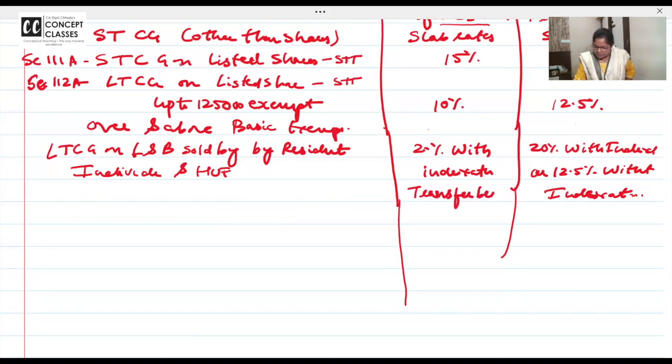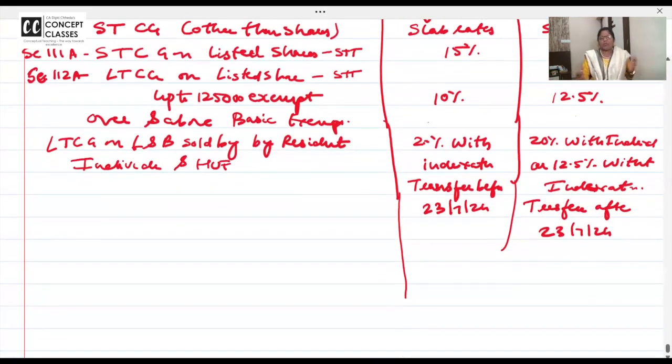transfer before 23rd July 24. Acquired earlier, but transferred after 23rd July 24. Ma'am, it's written already above, still before and after. Land and building which is sold by a resident individual and HUF, they have got a choice. Earlier it was 20% with indexation. We have done so many problems for exemption also. Here it is 20% with indexation or 12.5% without indexation.